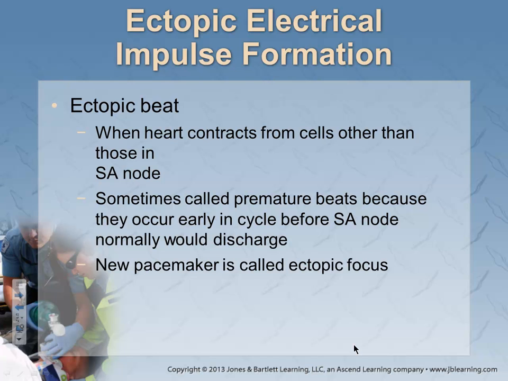Ectopic beat. I've already talked about this. This is when the heart contracts from cells other than those in the SA node. When the SA node fails, or either the heart's been extremely excited. Anybody ever heard of a PVC? A PVC is an ectopic beat. It is a premature ventricular contraction. All right, the SA node and all that's firing okay, but then one of the ventricles is like, hey, I want to party too, and then it creates a stimulus and it makes it contract. And that's where it comes in, okay? So that's an ectopic beat.